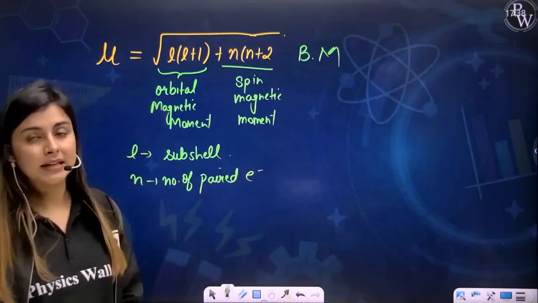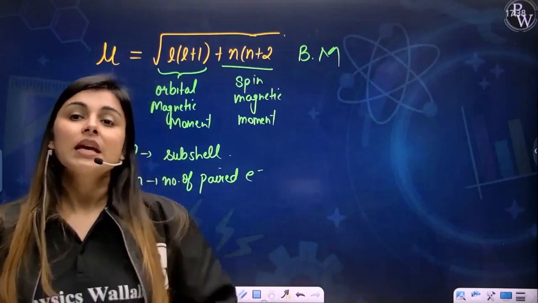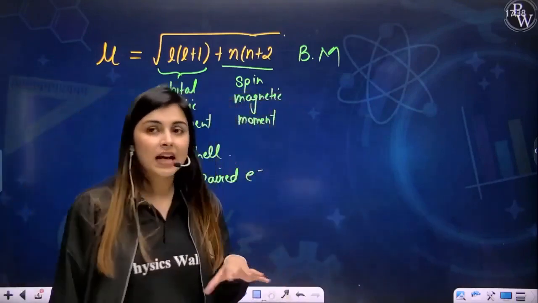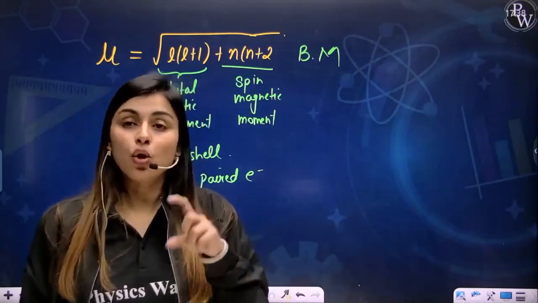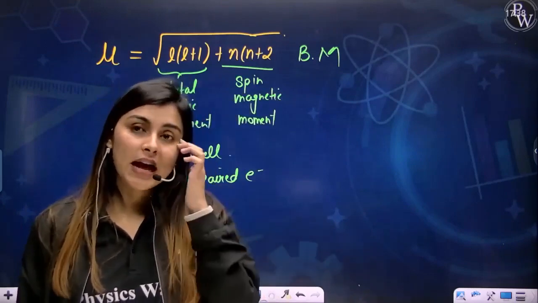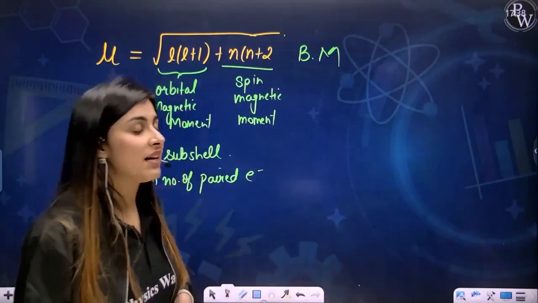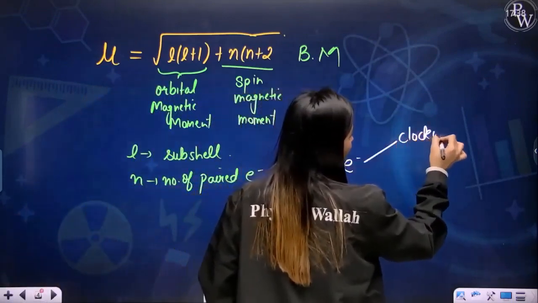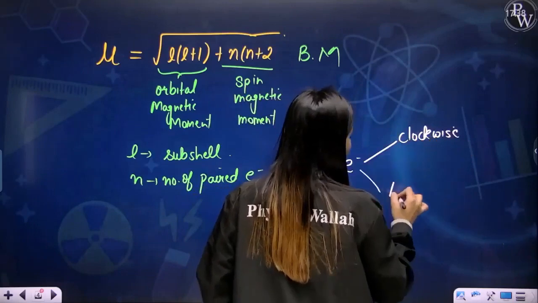Okay, perfect. Now, my dear students, when I said that your electron revolves, it can do that either in a clockwise direction or in an anti-clockwise direction. So it has two possibilities. It can be clockwise or it could be anti-clockwise.